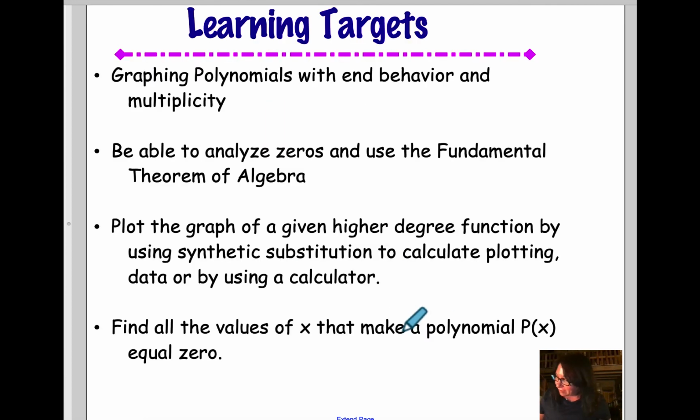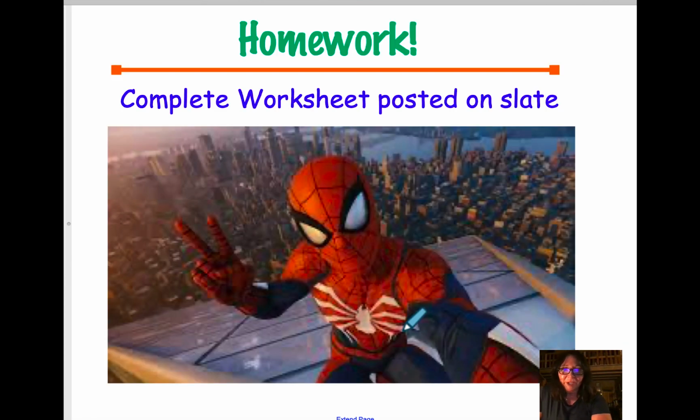So we definitely passed all of our learning targets. Awesome job. Review this, review the fundamental theorem of algebra, your multiplicities, your end behavior, and all of that. Complete the worksheet that is posted on your slate.